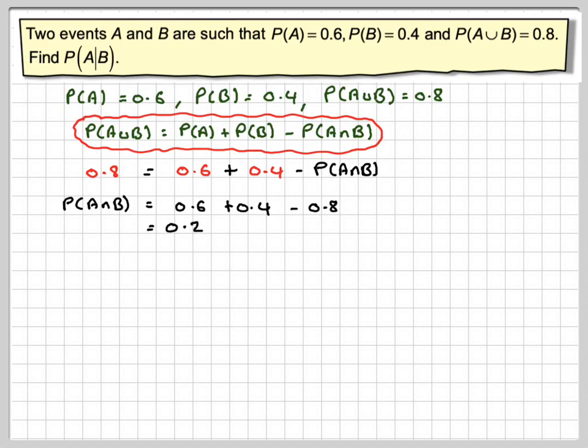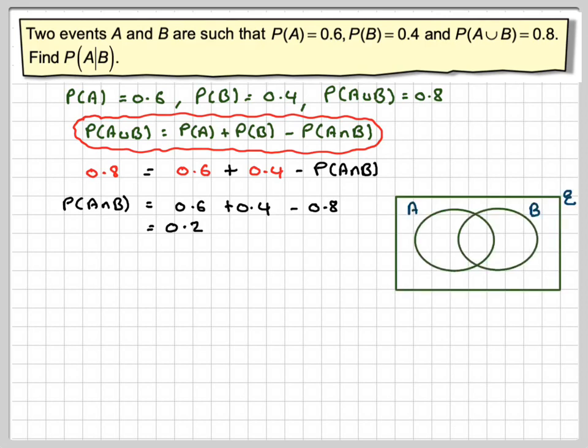0.2. Or you could look at it using a Venn diagram, where this is 0.2. This one would be 0.6 minus 0.2, which gives me 0.4. This one here will be 0.4 minus 0.2, which is 0.2. These have to add up to 1, so out here we have 0.2.